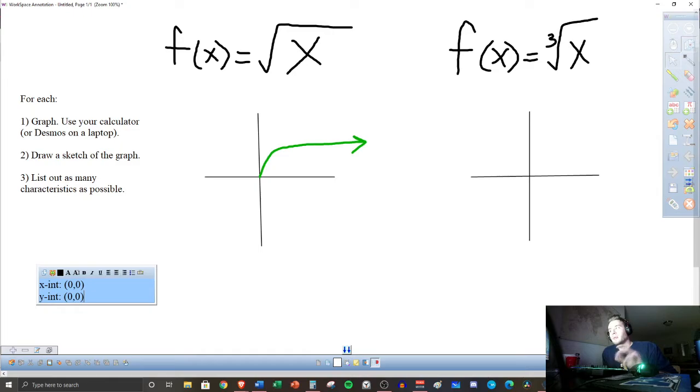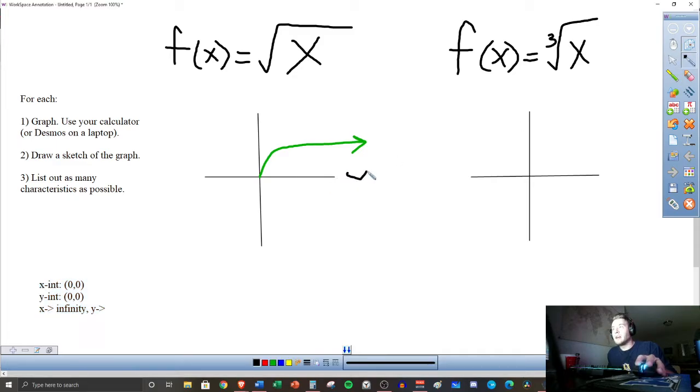What are some other things that we could talk about? Well, hopefully beyond that, perhaps you thought of end behavior, right? As x, and I'll write it this way, goes to infinity, y goes to, well, what's y doing? So x, here's positive infinity over here, right?